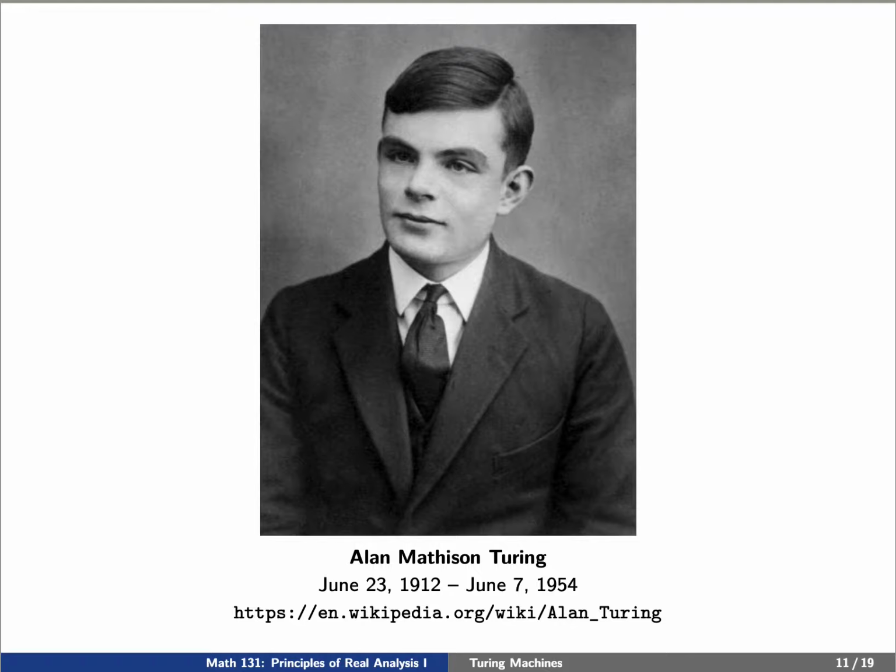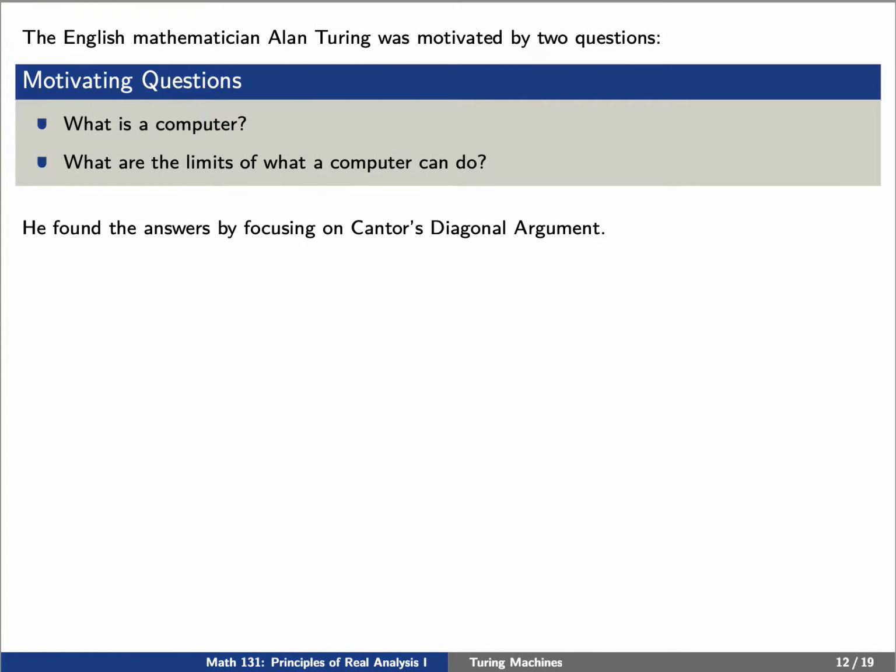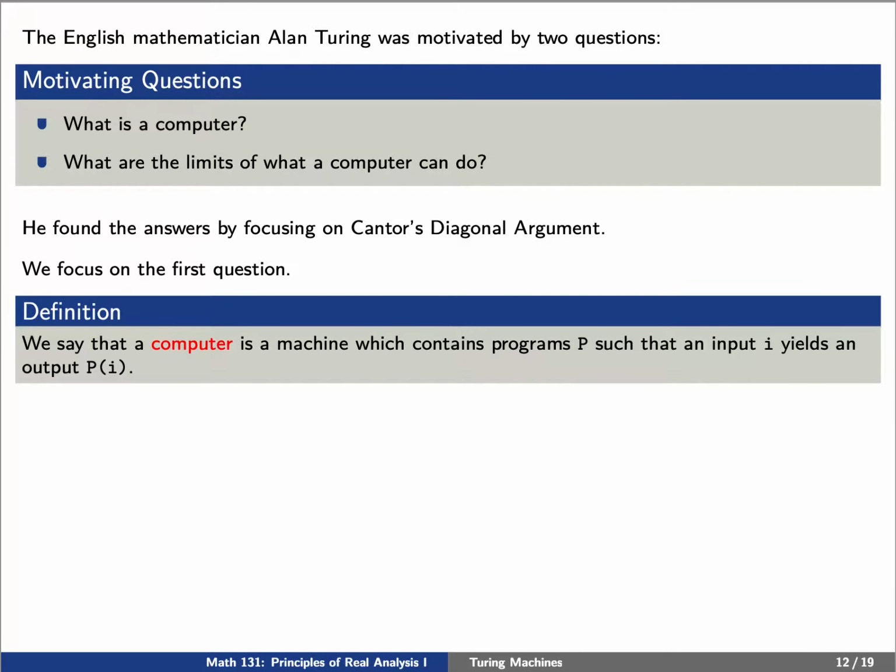Today we're going to discuss some ideas from the English mathematician Alan Turing. He was one of the first people to really discuss properties of a computer. In fact, Alan Turing was really motivated by two questions. First, he asked, what is a computer? And second, he asked, what are the limits of what a computer can do? Ironically, he actually found the answers to both of these by looking at Cantor's diagonal argument. We're going to talk about these later, but first let's focus on the first question.